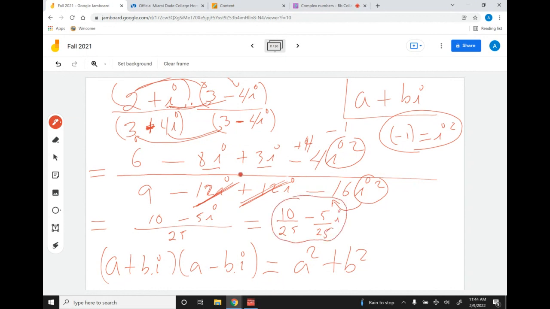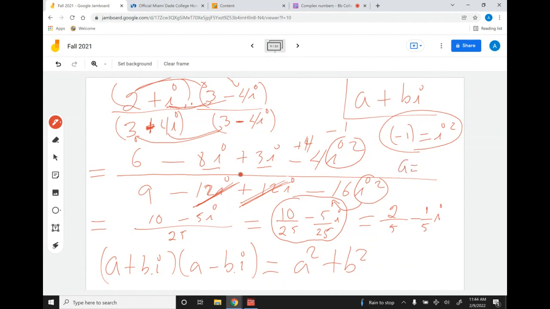And we're not done yet because now we have to simplify this. Okay, if I divide the top one by 5, I get a 2. If I divide 25 by 5, I get 5. If I divide 5 by 5, I get 1. 25 divided by 5 is 5. And here's the i. See, a lot of work.